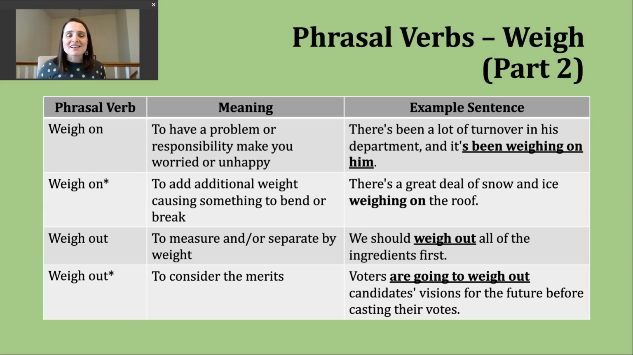The last phrasal verb we'll discuss today is the second meaning for weigh out. This can also be sort of to consider the merits, consider what's good about an option or many options. An example of this: voters are going to weigh out candidates' visions for the future before casting their votes. So here's another simple future sentence. This is using be going to. So someone might be making a prediction here.